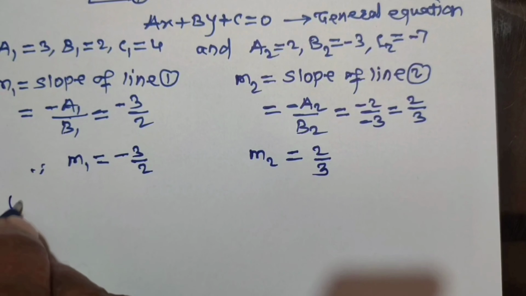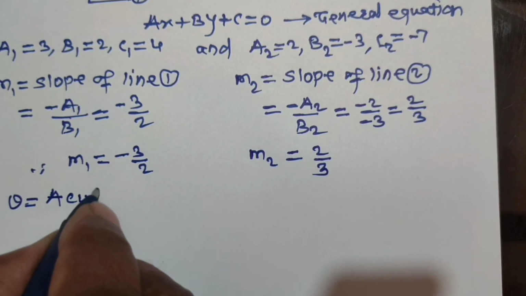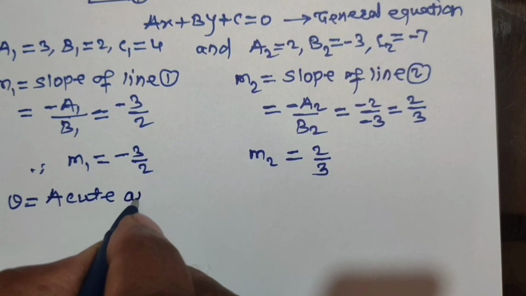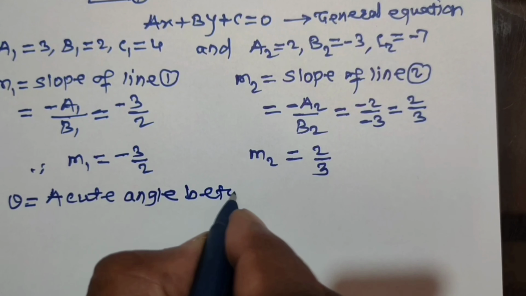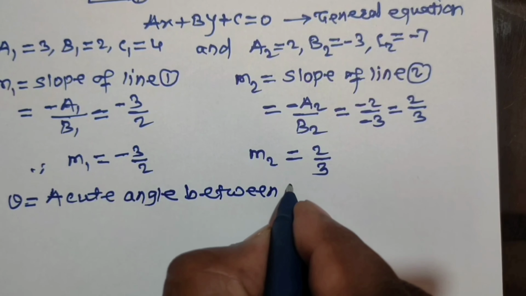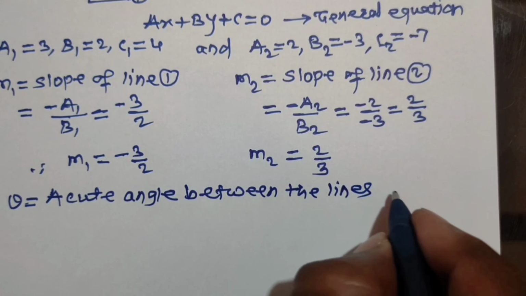Let us apply formula for finding angle between two lines, which is theta. And here theta is acute angle between the line 1 and the line 2.